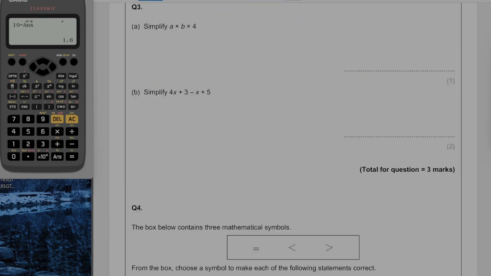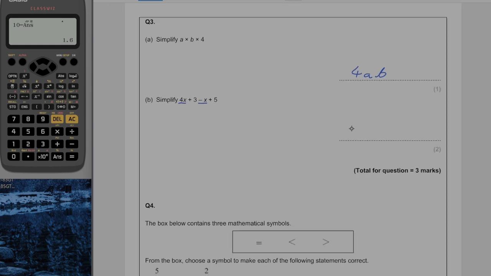Question 3. Simplify a times b times 4. So that's just going to become 4ab. Simplify. So we're collecting like terms. So we've got 4x minus 1x will give us 3x. And then we've got plus 3 plus 5 gives us plus 8.